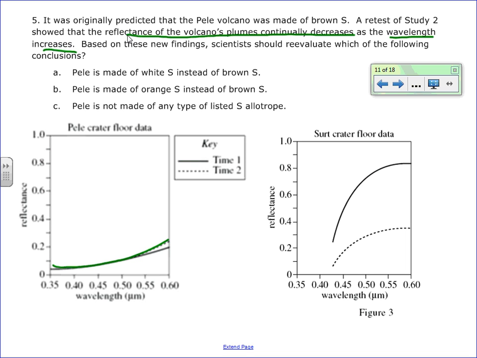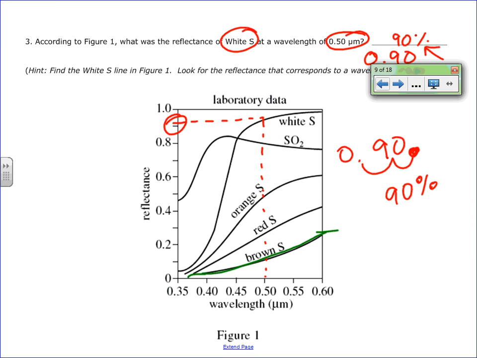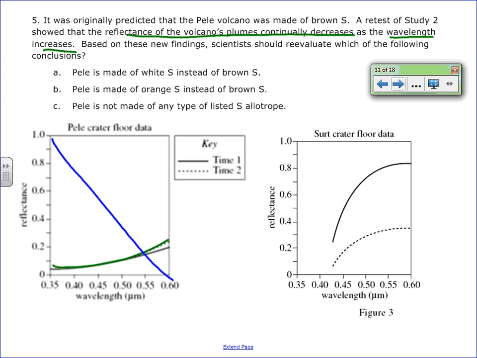Yeah, it would be a downward line like this. All right. Now, which one of our allotropes do that? None of them. Yeah, there's not a single allotrope in here that does that. All right. So then our answer choice that we're looking for is choice C.